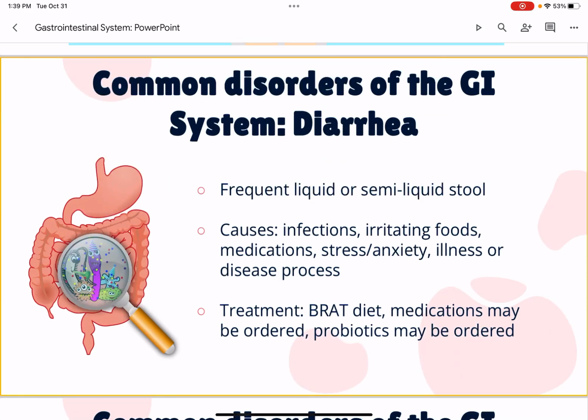Diarrhea is frequent liquid or semi-liquid stool. Causes include infections, irritating foods, medications, stress or anxiety, illness or disease process. Treatment includes the BRAT diet. BRAT stands for bananas, rice, apples, and tea. Medications may be ordered, and probiotics may be ordered.